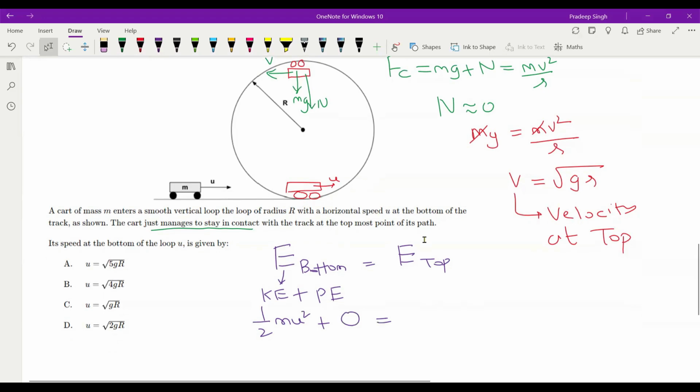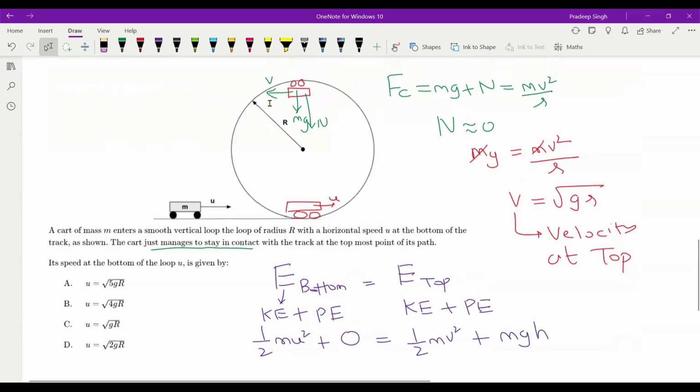This will be equal to energy at the top. Again, we have to do kinetic plus potential. Kinetic energy at the top will be half mv squared, where v we had found earlier as root gr, plus potential energy, which is mg into height h. Now, what is the height? If you observe the height of the topmost point, let's draw an arrow. From the topmost point all the way till the ground, this entire length, which is the height, is equal to the diameter of the circular track, which is equal to 2r. And hence, let's put the value of h over here as 2r.